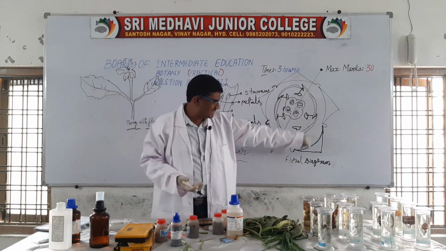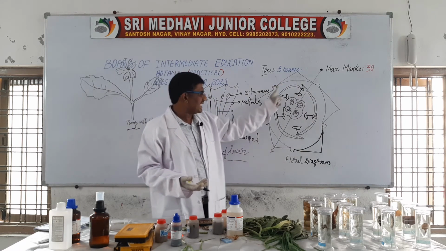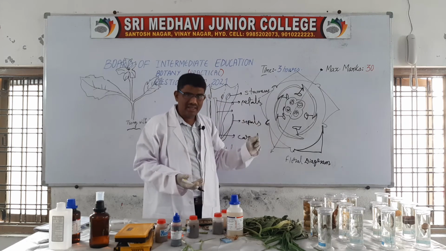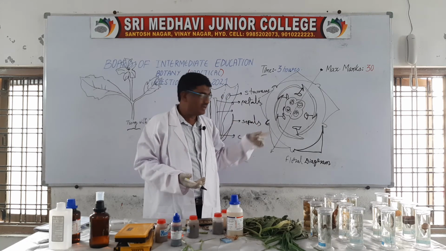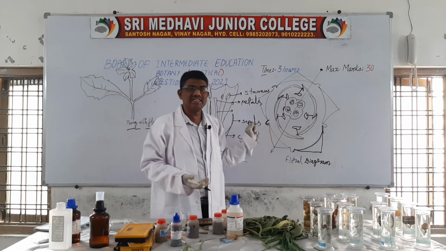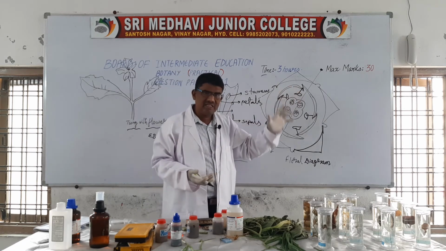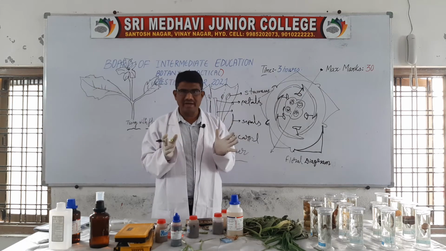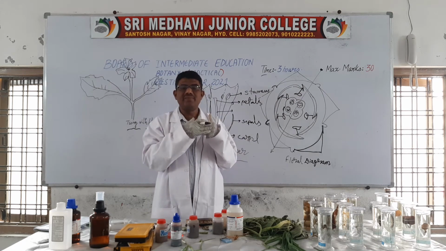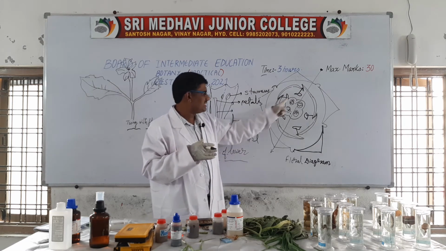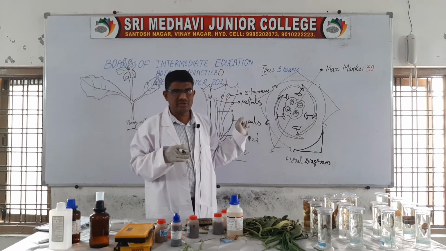In the floral diagram, the first outer whorl is the sepals. How many sepals are there, and how are they arranged? Then the second whorl is the petals. How many are there, and how are they arranged? Valvate aestivation means a gap is present, with no overlapping. When they overlap each other, it is called twisted aestivation.